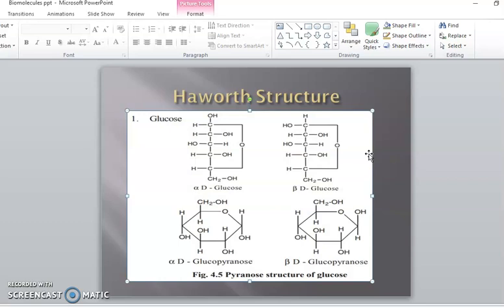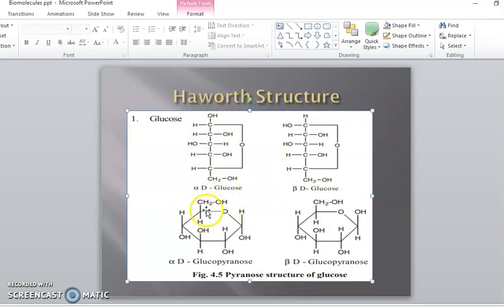Once you are familiar with the hemiacetal structure, you have to try once or twice by drawing it. Then it becomes quite easy. Now, I hope you know how to draw this structure. Then it is quite easy to draw the Haworth structure.